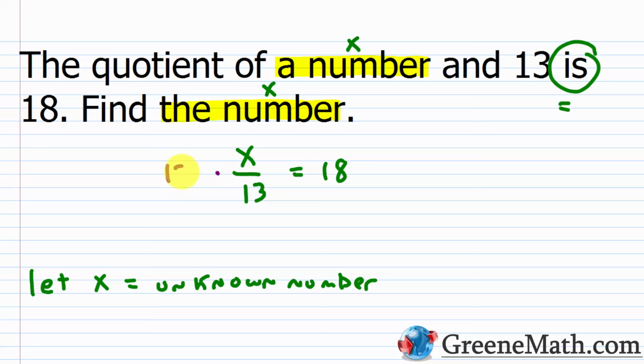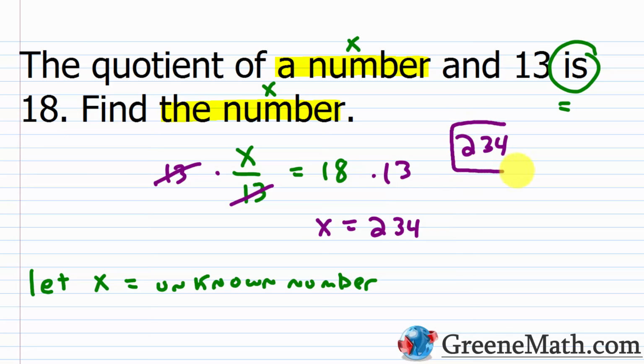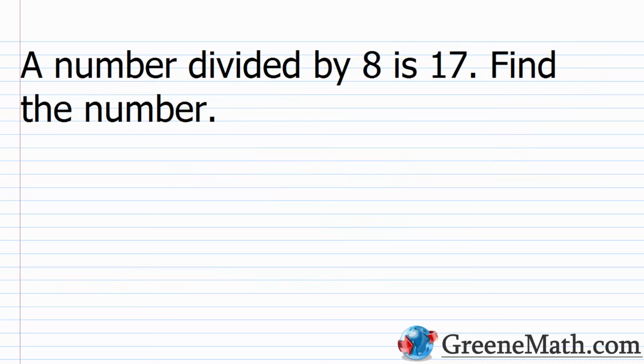We'll multiply both sides by 13. And we'll get what? This cancels. We'll get x is equal to 234. Right? 18 times 13 is 234. So when we say find the number, it's going to be 234 because the quotient of 234 and 13 is 18. All right, now we have a number divided by 8 is 17.